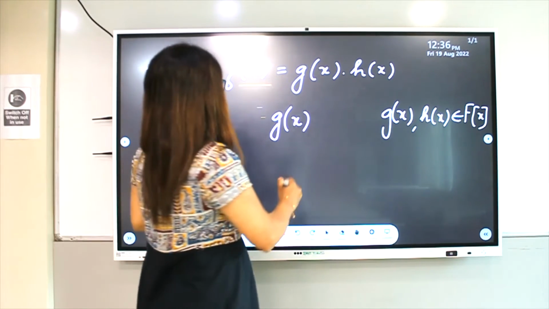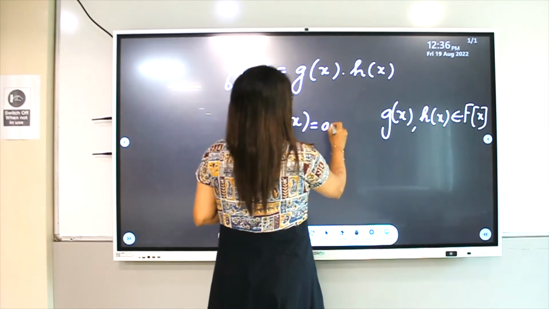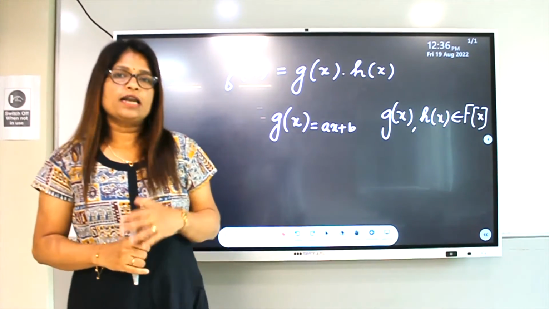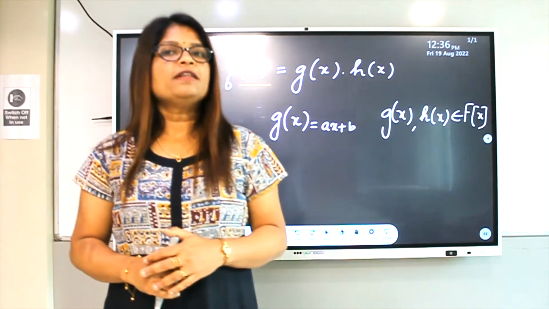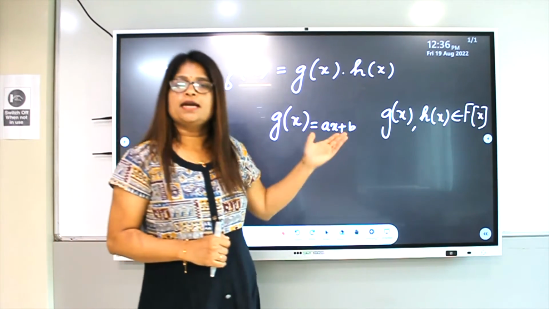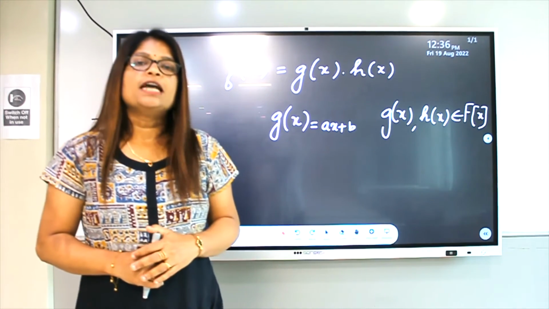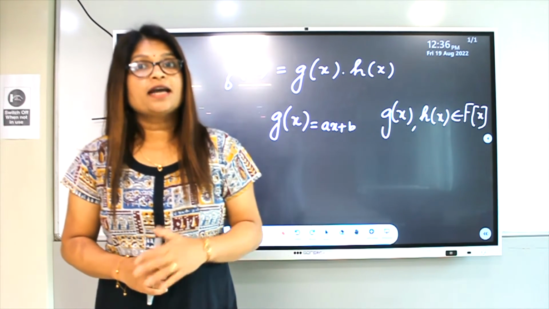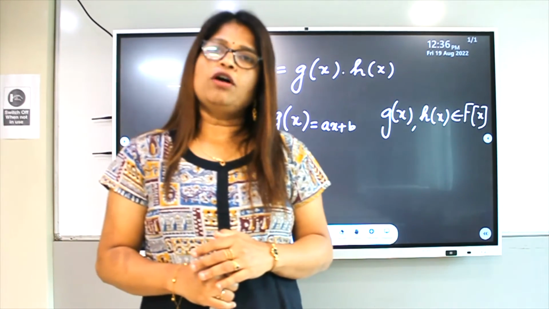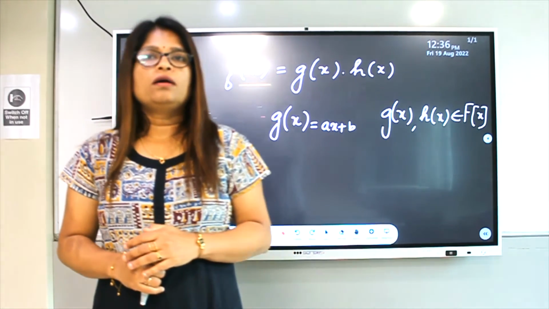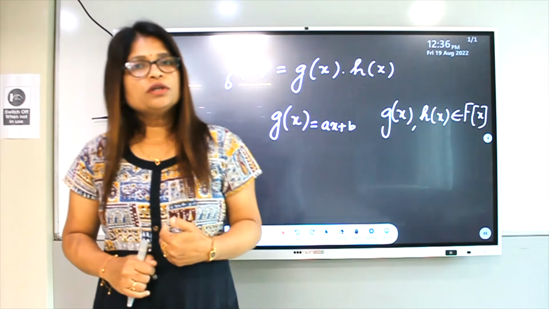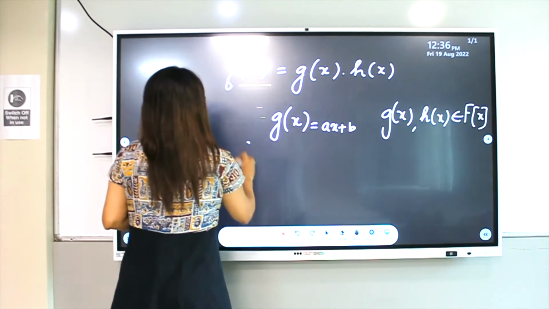Now suppose g(x) is of degree 1, and let g(x) equal ax plus b. Then clearly minus a inverse b is a zero of g(x), and therefore it is a zero of f(x). So the first part is proved. Now coming to the converse part.